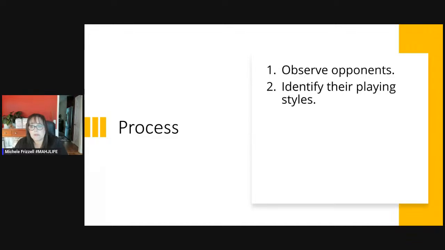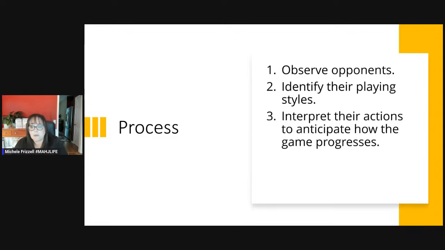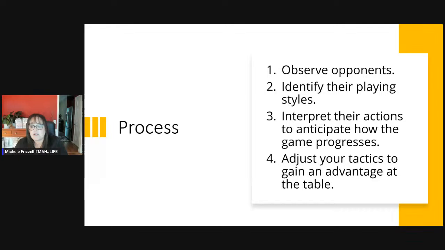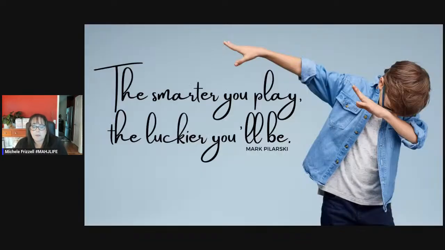So observe your opponents, then identify their playing style. Then the third step is to interpret their actions to anticipate how the game will progress. And lastly, adjust your tactics to gain an advantage at the table based on what you've learned. The whole idea with profiling players and knowing your own playing style is this: the smarter you play, the luckier you'll be. This is a quote by Mark Pilarski, a gambling aficionado, a gambling guru, a poker guru. Smarter you play, the luckier you'll be.